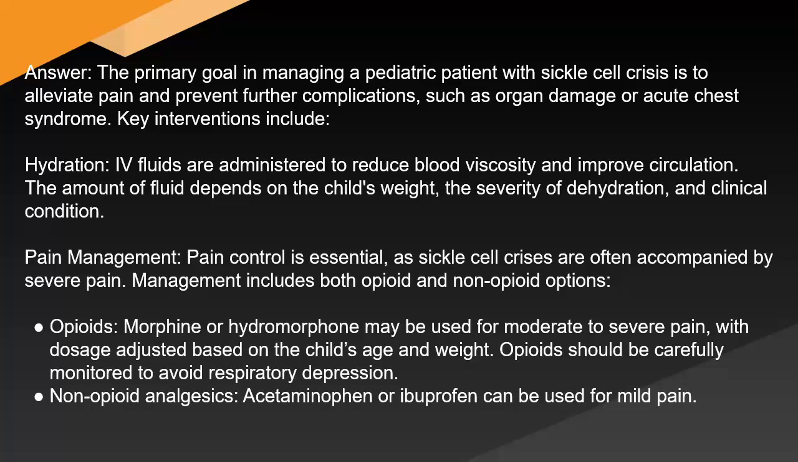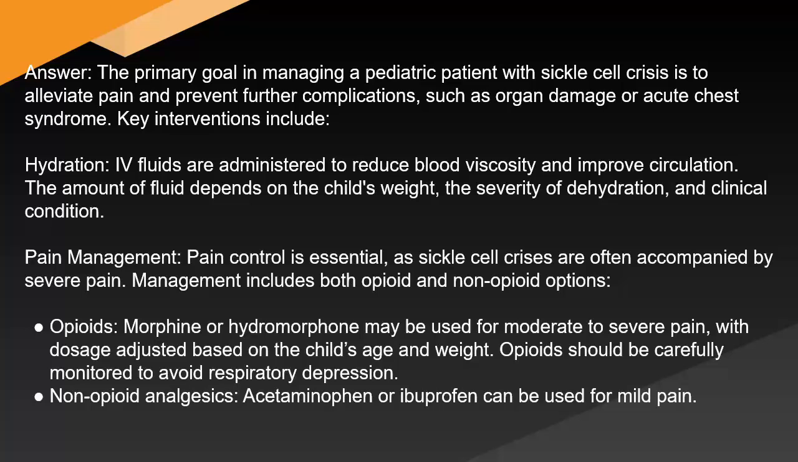Key interventions include hydration. IV fluids are administered to reduce blood viscosity and improve circulation. The amount of fluid depends on the child's weight, the severity of dehydration, and clinical condition. Pain management: pain control is essential, as sickle cell crises are often accompanied by severe pain. Management includes both opioid and non-opioid options.